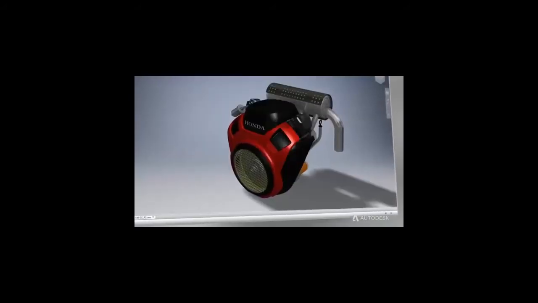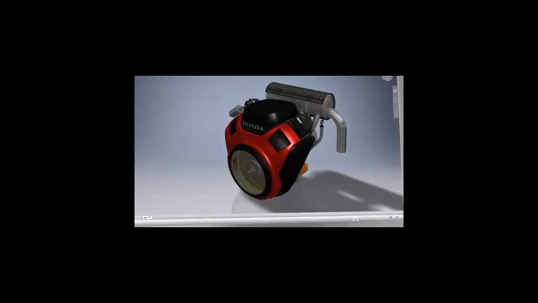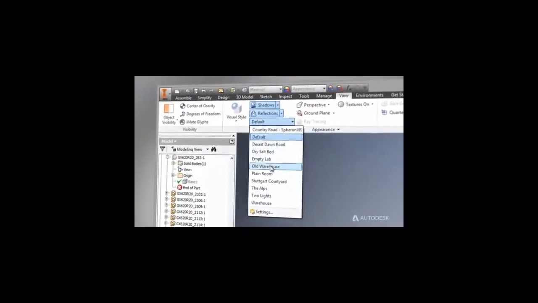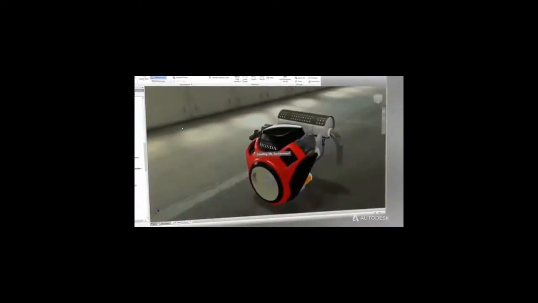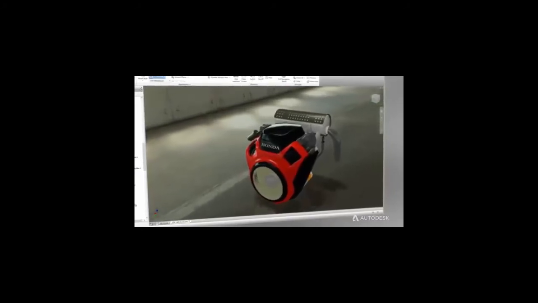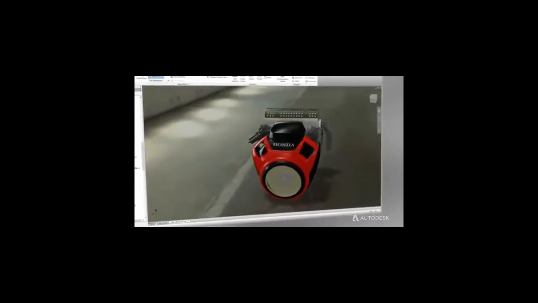Visualize and communicate real-world applications of your products from day one of the design process. Inventor's state-of-the-art visualization tools create stunning renderings of your products in the context of the environment they'll be used in.